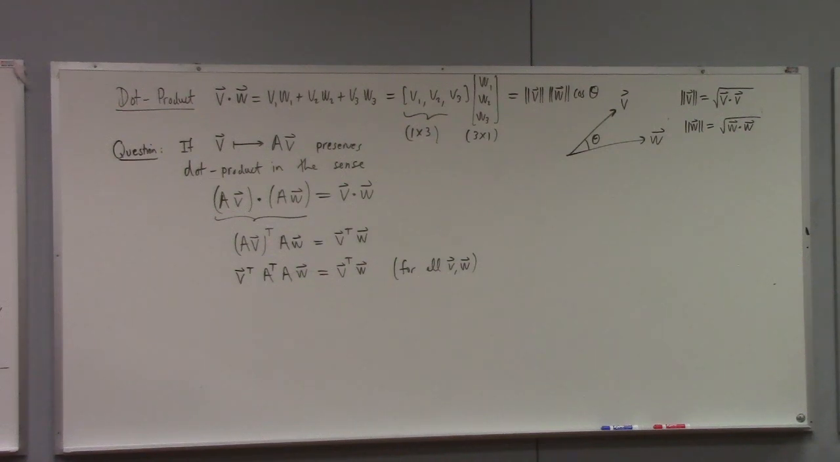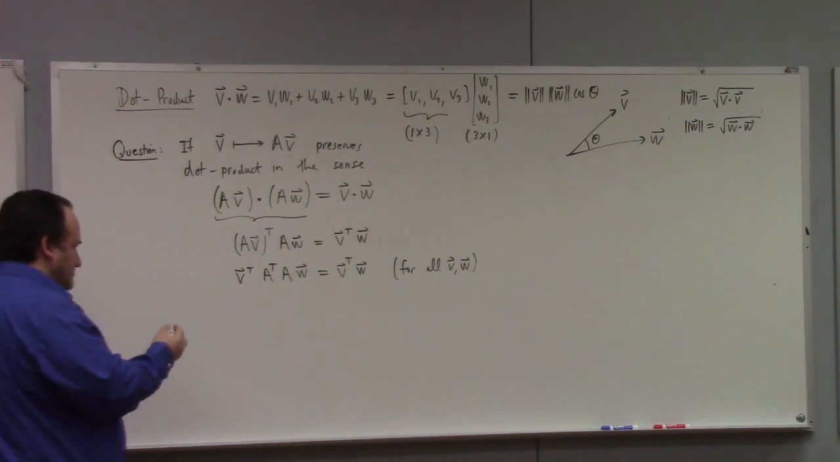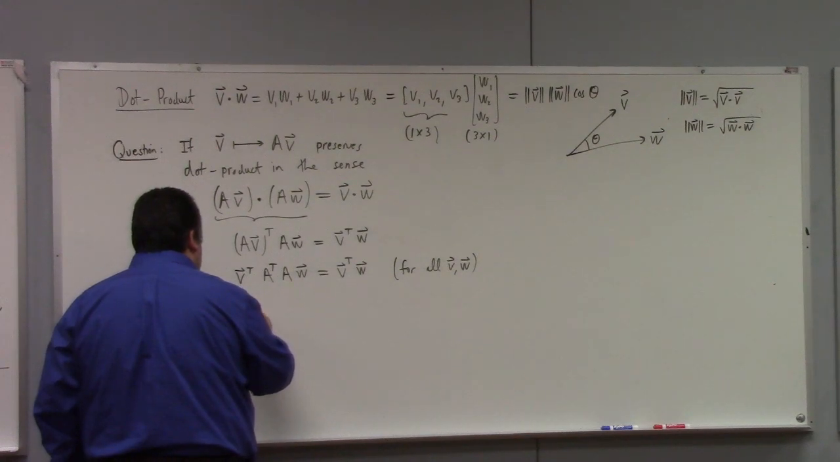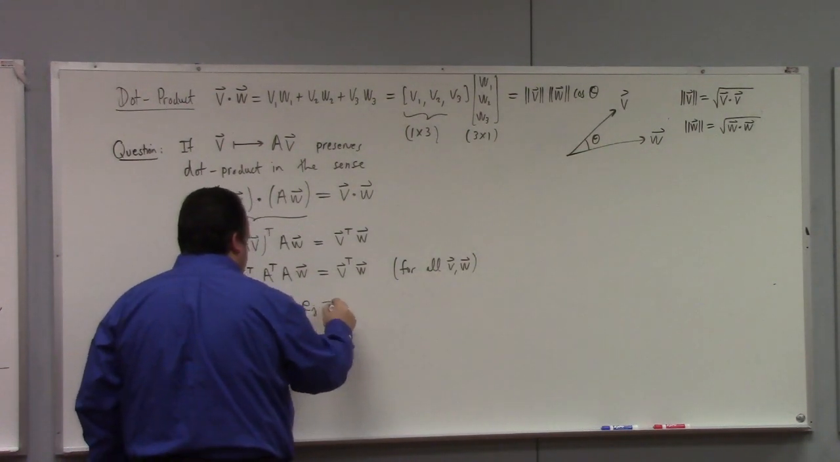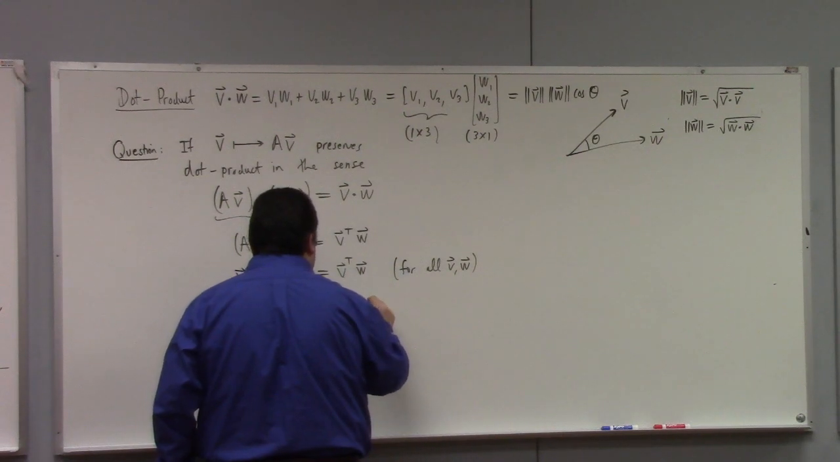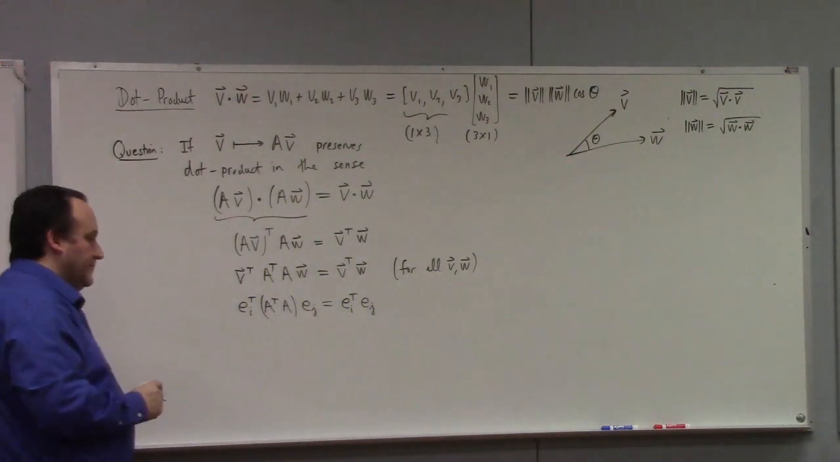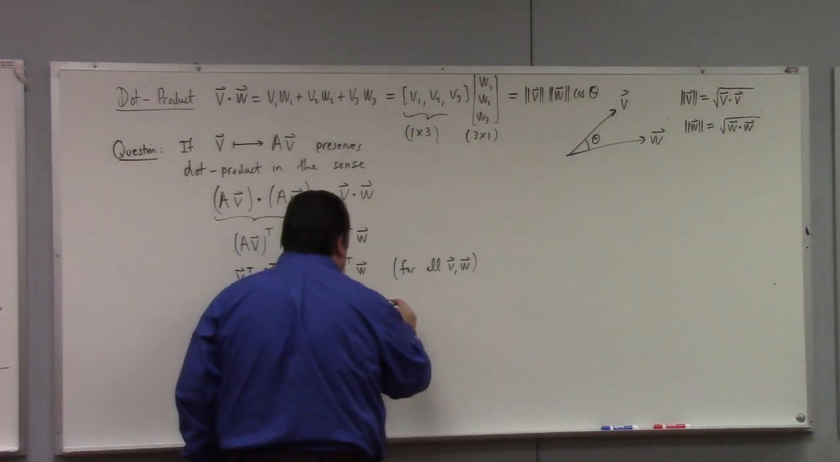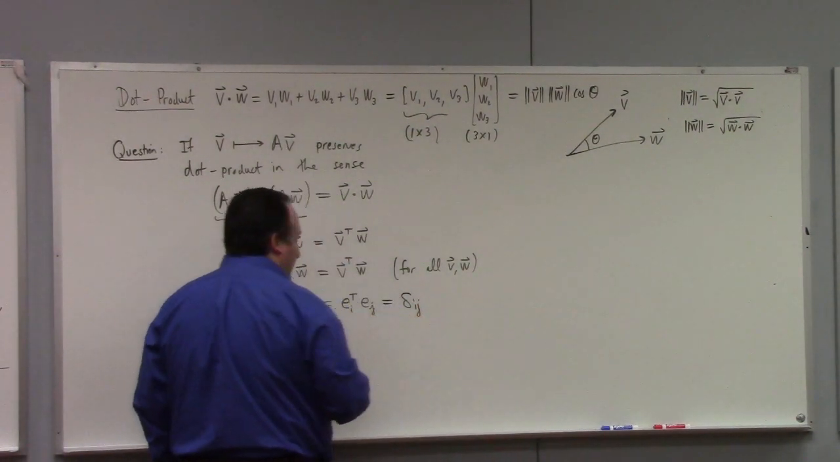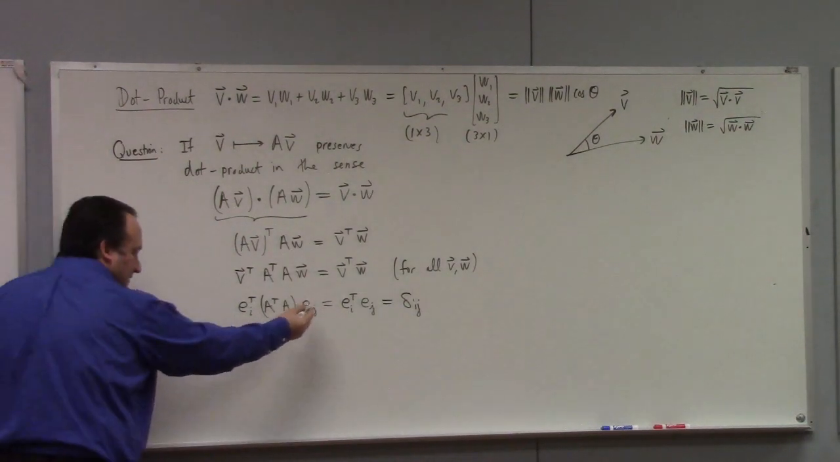Like E1, E2, E3. So if I put Ei transpose A transpose A times Ej, that's equal to Ei transpose times Ej. But what is Ei transpose times Ej? That's the dot product of the ith and the jth standard basis element, right? So that, remember guys, is the Kronecker delta ij, right?